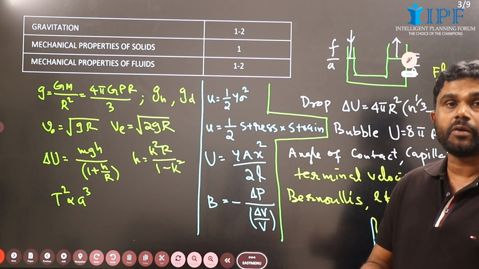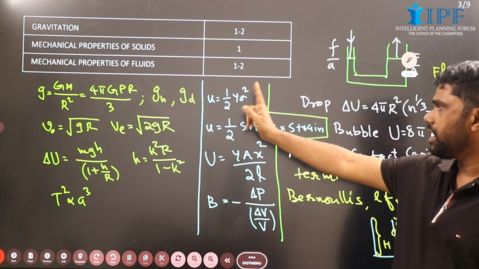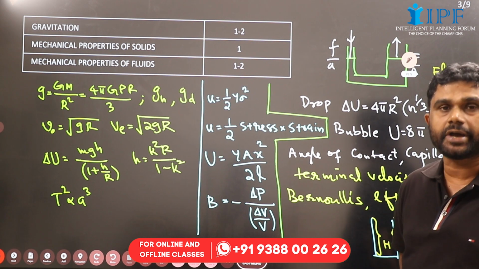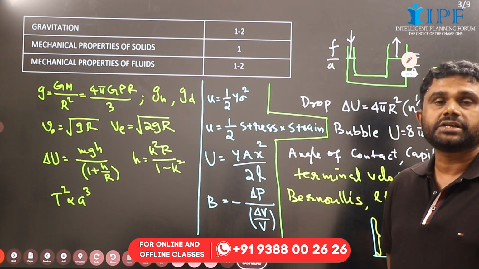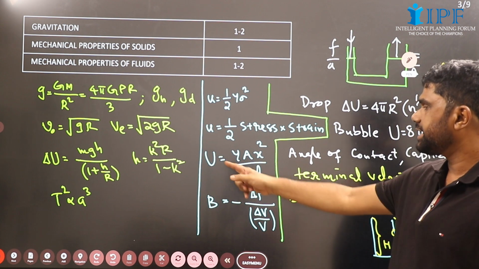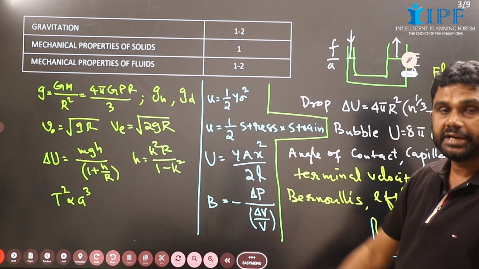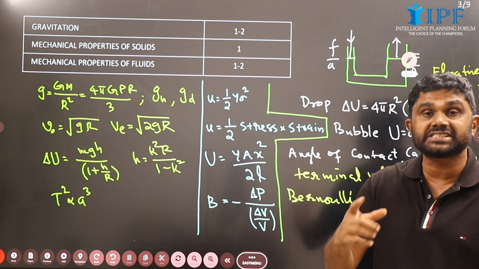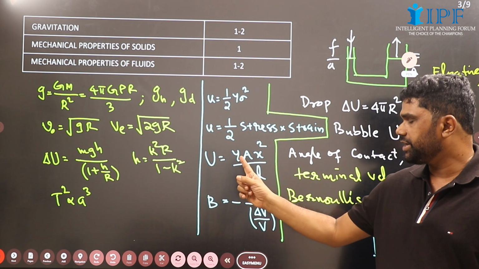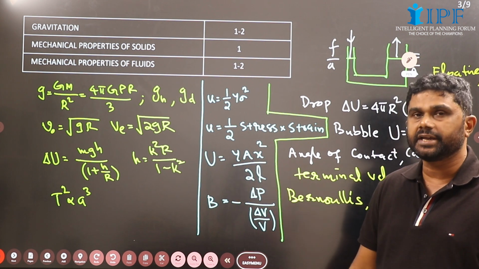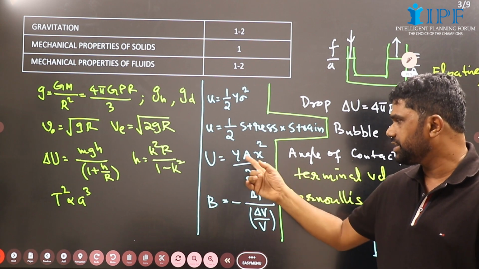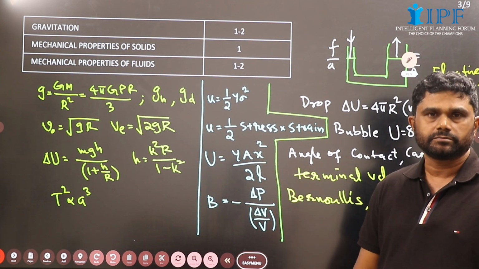And there is another formula for the energy density, that is half times Young's modulus times strain squared. That small sigma stands for strain. Capital U is the energy stored in an elastic string or metal wire. Y is Young's modulus, A is the cross-sectional area, x is the elongation, and L is the original length: U = YAx² over 2L.